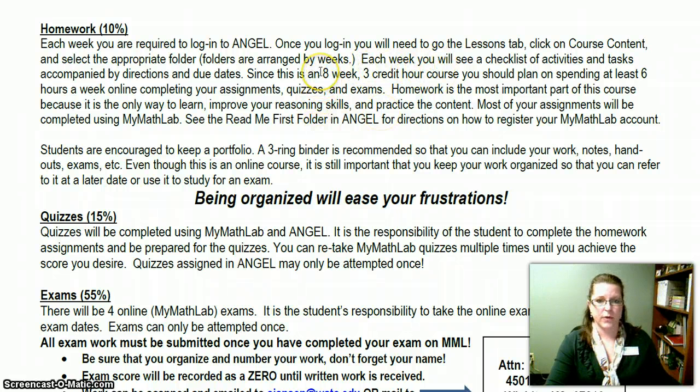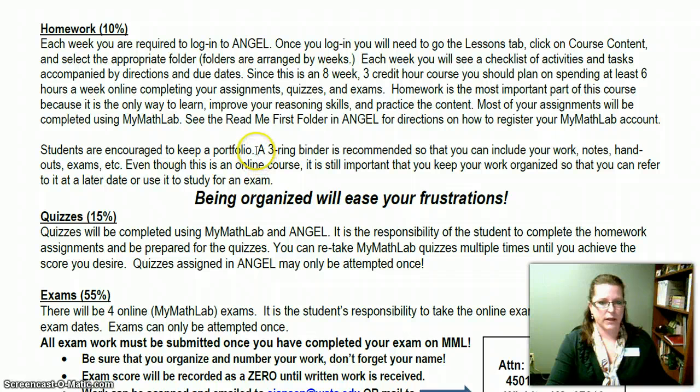Since this is an 8-week, 3-credit-hour course, you need to plan for at least 6 hours a week to be working on your math. Some units, depending on the content, may not need 6 hours, but some weeks you may need 6 hours or maybe even a little bit more. I would not recommend spending 6 hours in one day, maybe just a little bit of time every other day if you're able to, if your work schedule or life schedule allows for that.